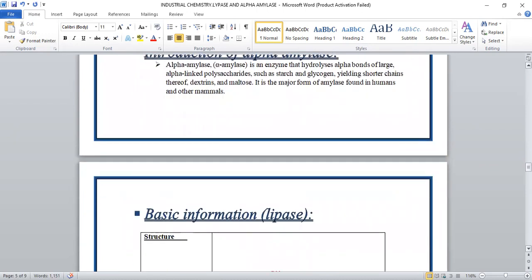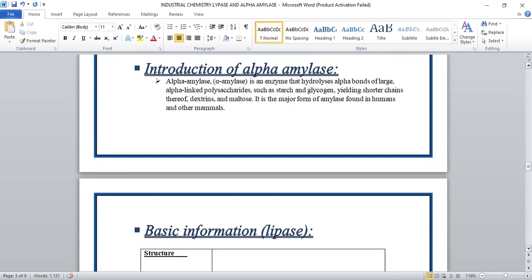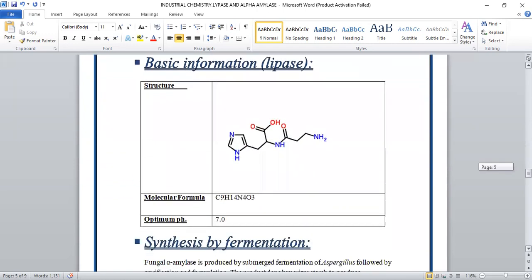Now we'll discuss alpha-amylase. It is an enzyme that hydrolyzes alpha bonds of large alpha-linked polysaccharides such as starch and glycogen, yielding shorter chains thereof, dextrins and maltose. It is the major form of amylase, which is found in humans and other types of mammals. First of all, you can see the chemical structure. Its molecular formula is C9H14N4O3. Optimum pH is 7.0.